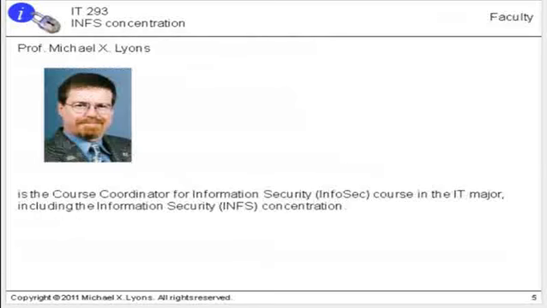Okay, so this is me. I'm Professor Lyons. I'm a full-time faculty member in the Department of Applied IT. I coordinate the information security courses in the undergraduate IT degree, the BS in IT, and I teach several of the courses in this concentration. And as coordinator, I oversee the other faculty who are teaching it. For this concentration, the other faculty are typically adjunct professors, many of them currently working in security-related positions in industry.